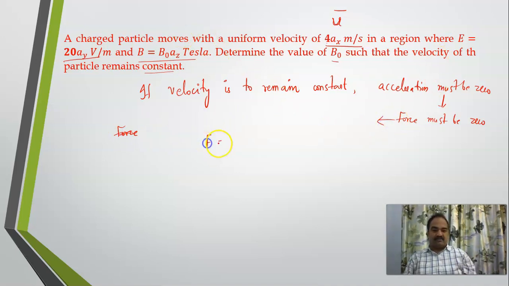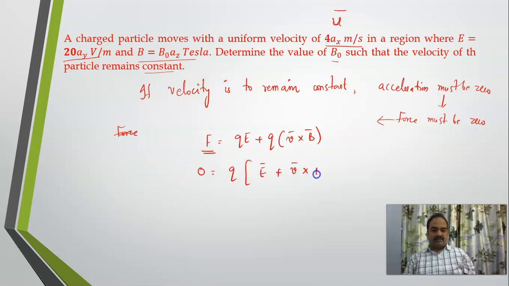What is the force equation? It is QE plus Q into V cross B. What he is saying is that F must be 0, which means that 0 is equal to, I'll take Q as common, E plus V cross B must be equal to 0. This cannot be 0 charge, right? So this component E bar plus V cross B must be equal to 0.